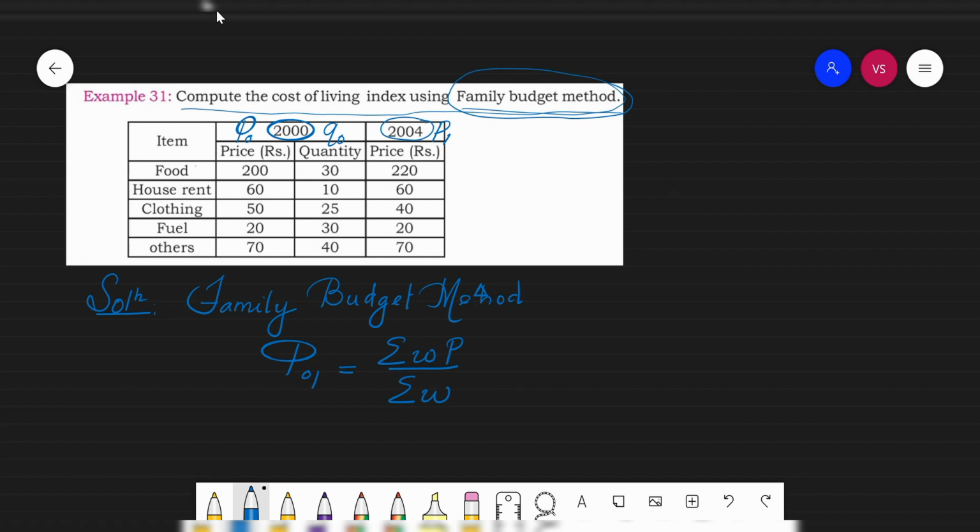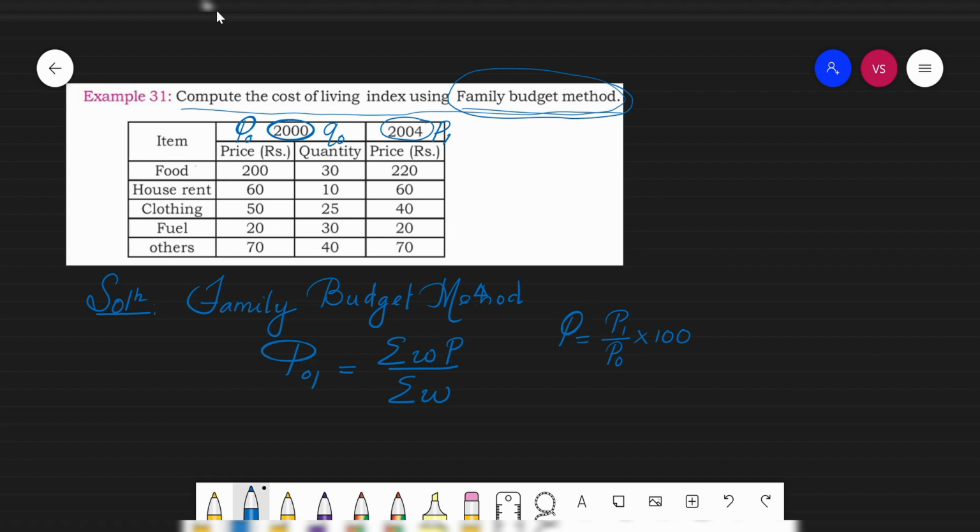The first thing that we need to find out is P. What is P? P is P1 upon P naught into 100. This is the first column that we need to find out, students. P is equal to P1 upon P naught into 100.